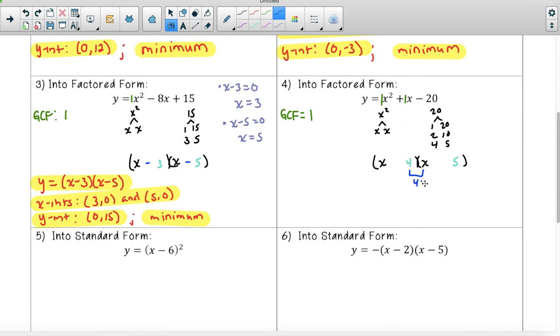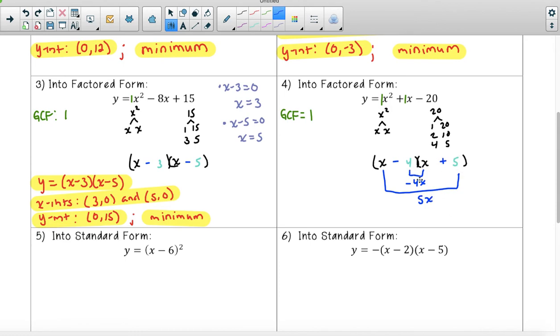4 times x is 4x, and x times 5 is 5x. I need 4x and 5x to give me a 1x. That can happen if I subtract my 4x. 5x minus 4x gives me 1x, so that checks, but I have to make sure it still multiplies. Negative 4 times positive 5 gives me negative 20. So if I put the signs in the correct spot, my 4 and x gave me the negative, so I need to make my 4 negative. My x and 5 need to both be positive to keep it positive 5x.